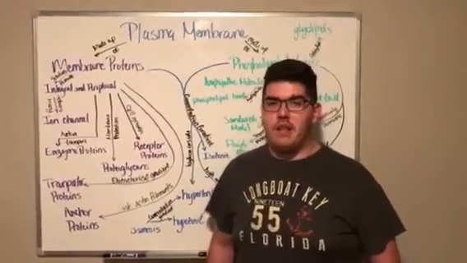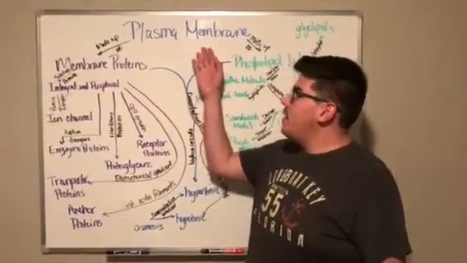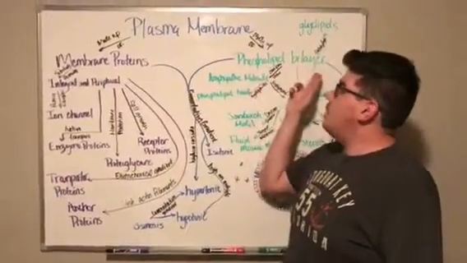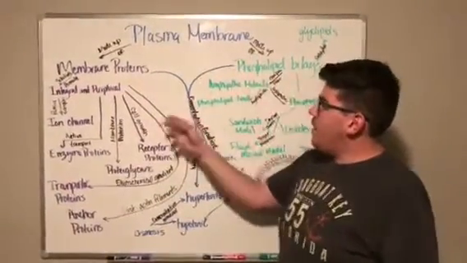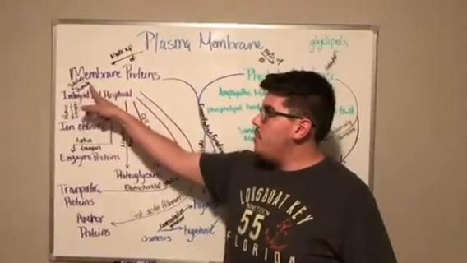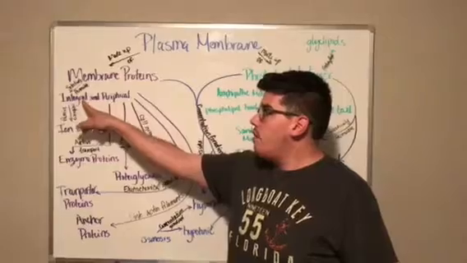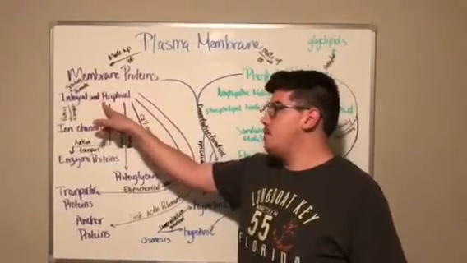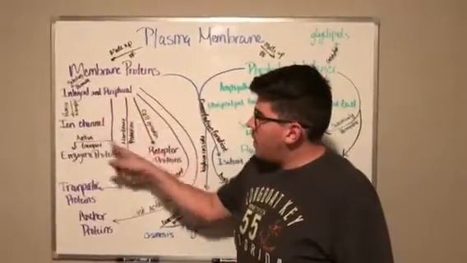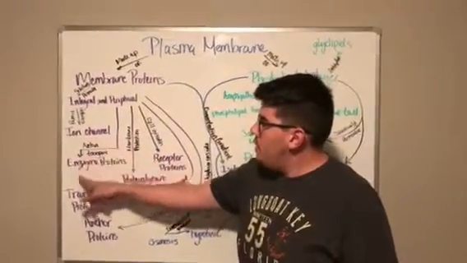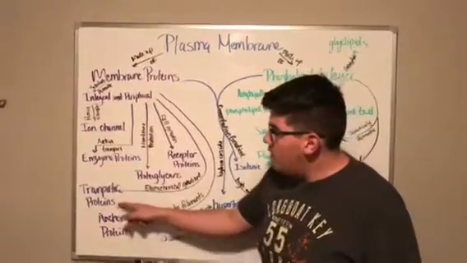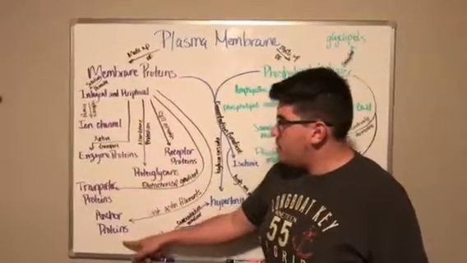Today we're going over the plasma membrane. The plasma membrane consists of membrane proteins, phospholipids, the phospholipid bilayer. Membrane proteins allow for selective permeability with integral and peripheral proteins. Integral and peripheral proteins, we have different kinds here: ion channels, enzyme proteins, proteoglycans, receptor proteins, transporter proteins, anchor proteins.